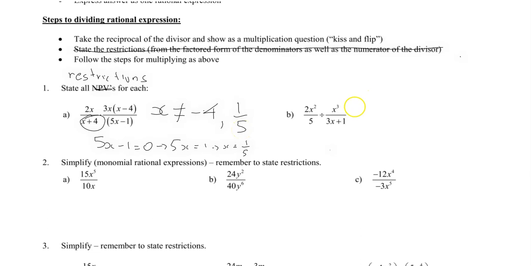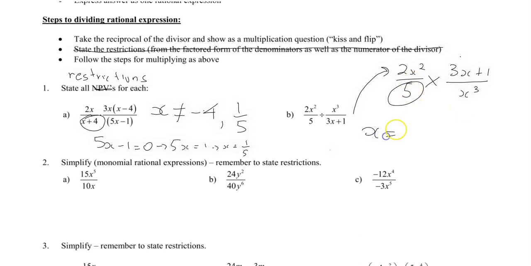Okay, this guy here becomes a multiply. So the first term stays, 2x squared over 5, times, so that's the kiss, and then we take the reciprocal, that's the flip, over x cubed. Now this question is really just asking for the restrictions or the non-permissible values. So we look down here: there's no restriction there. Look down here: x cannot be 0. But we also have to look up here, because up here was down there. This was in a denominator position down here. So that's going to be -1/3.